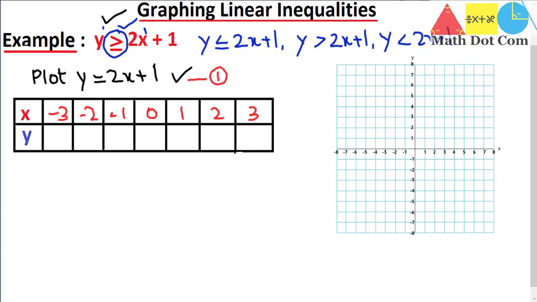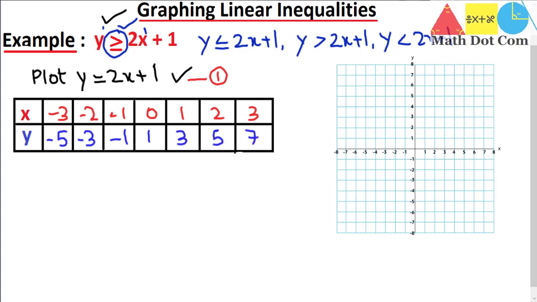If I put the value minus 3 in equation 1, I will get minus 5, because minus 3 into 2 is minus 6, and minus 6 plus 1 is minus 5. If I put minus 2 in the equation, it becomes minus 4 plus 1, that is minus 3. If I put minus 1, it becomes minus 2 plus 1, that is minus 1. If I put 0 in equation 1, I get 1. If I put 1, I get 3, and the same for 2 and 3, giving 5 and 7.